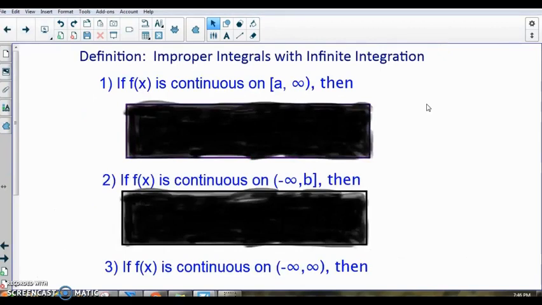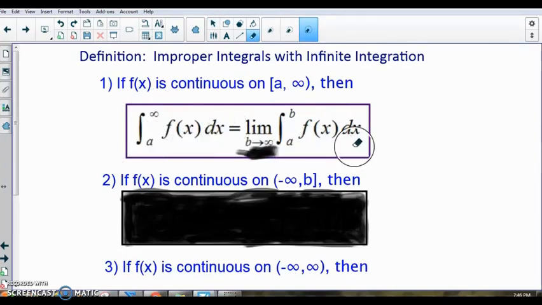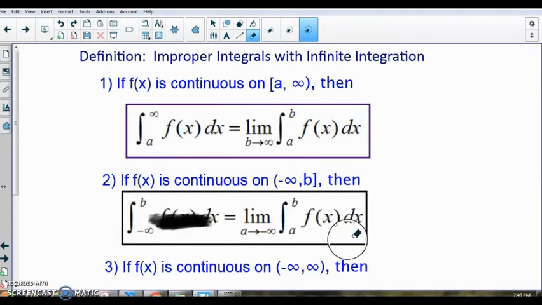So here's our first definition that you'll fill in on your form. We are looking at improper integrals that have infinite integration. What that means is if you have a bound that is infinity at the top, or a bound of negative infinity at the bottom, then you rewrite each of the integrals as a limit. You replace the infinity with a letter, usually A or B, that we will then be approaching infinity or negative infinity when we evaluate that integral at that letter.